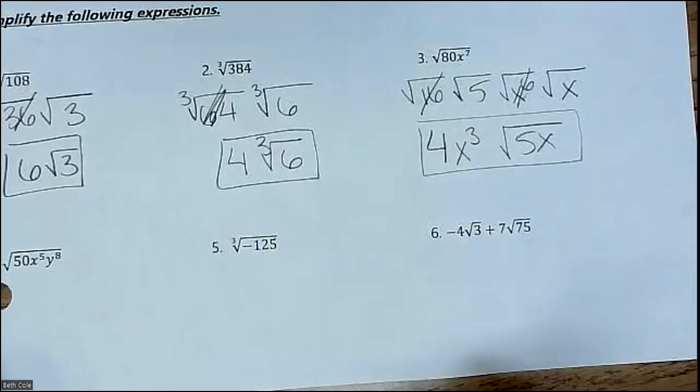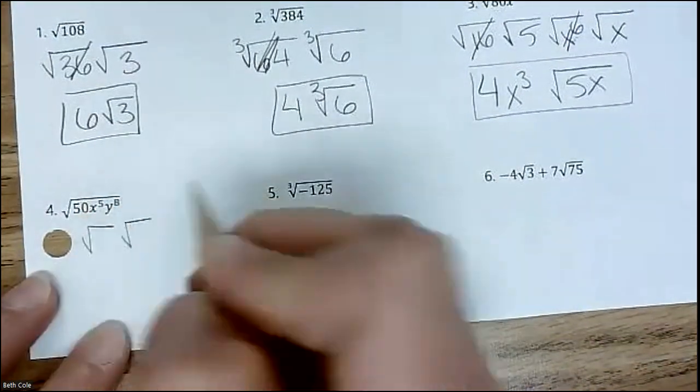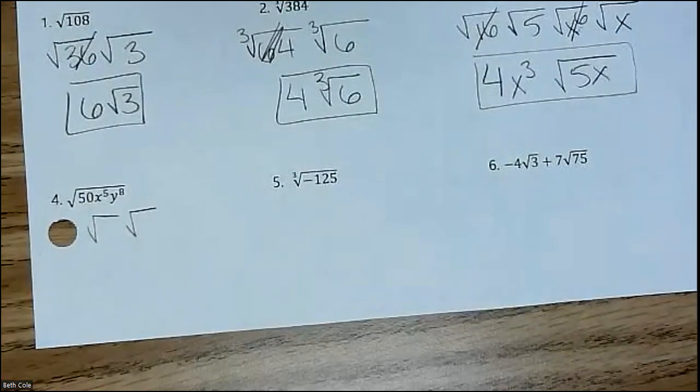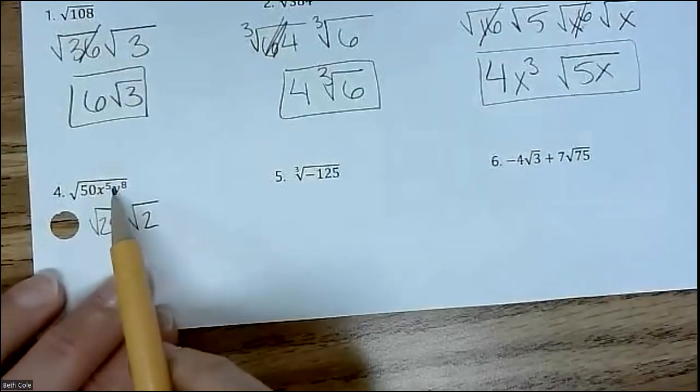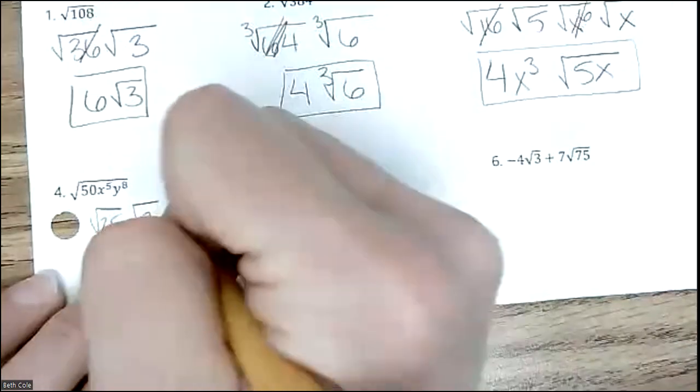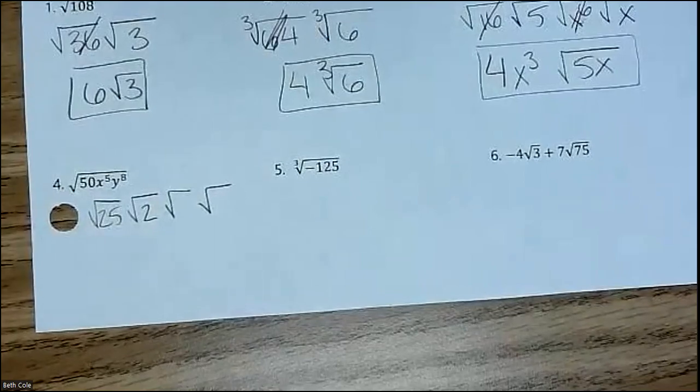If you were like, hey, Miss Cole, I didn't quite get that. Here, let's do it again. Draw 2 little houses for the 50. What number from this squares list will go into 50? Good. 2 times 25. Good. Is 5 an even number? No. Draw 2 little houses. What will it split into?